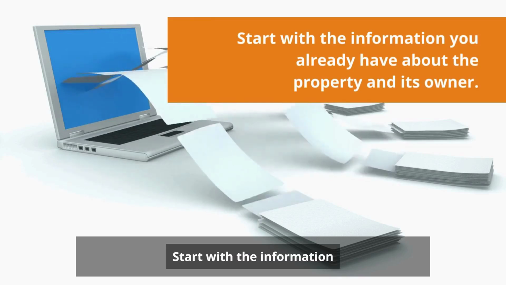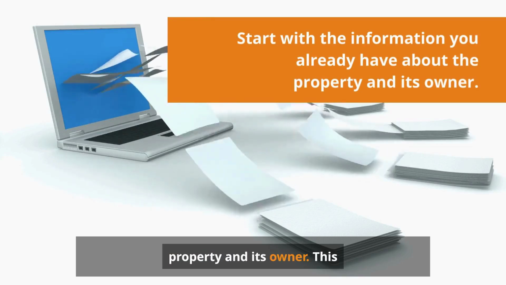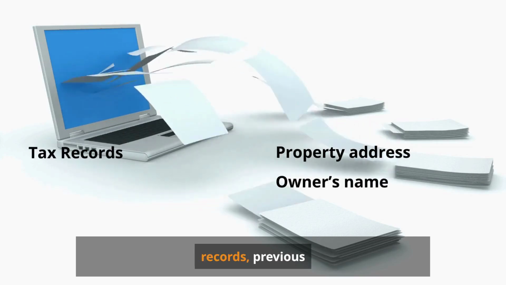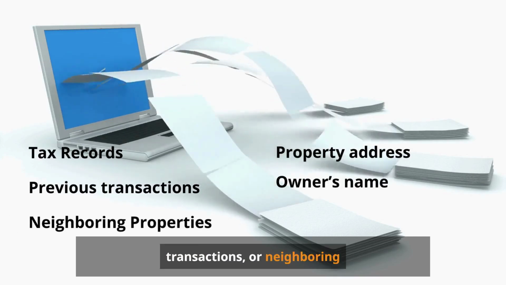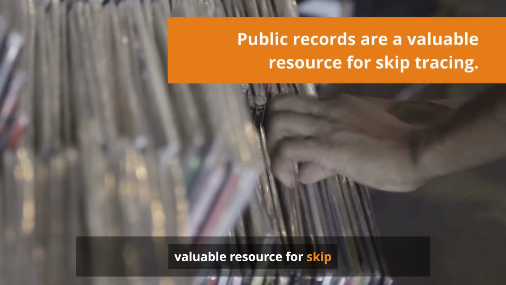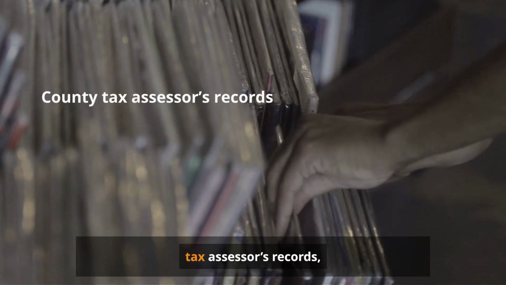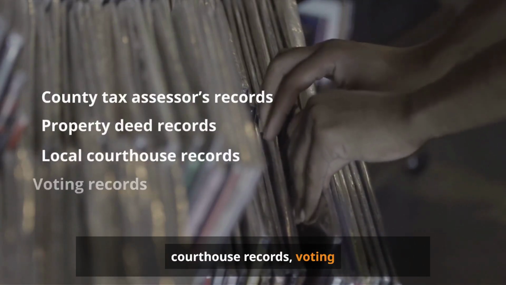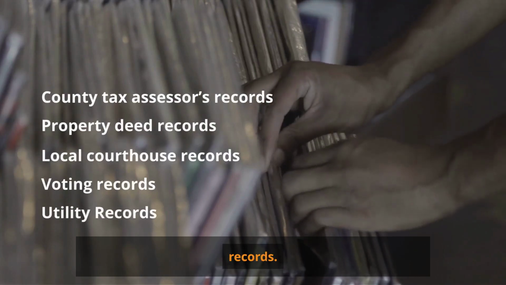Start with the information you already have about the property and its owner. This can include property address, owner's name, tax records, previous transactions, or neighboring properties. Public records are a valuable resource for skip tracing. Look into county tax assessor's records, property deed records, local courthouse records, voting records, and utility records.